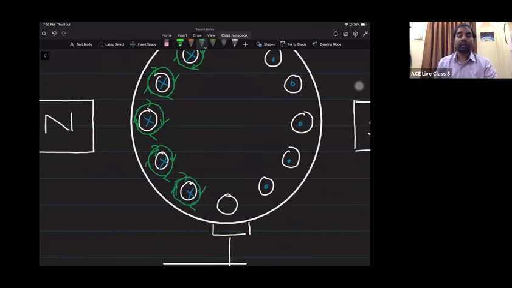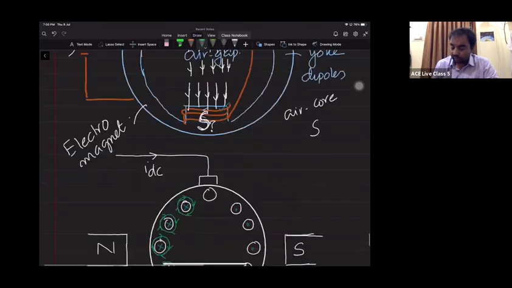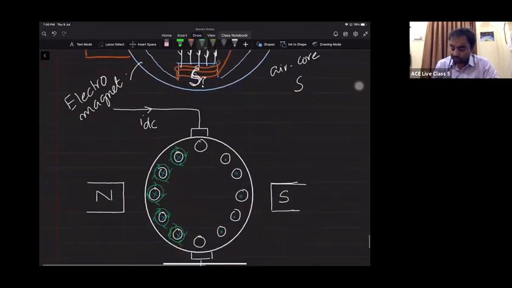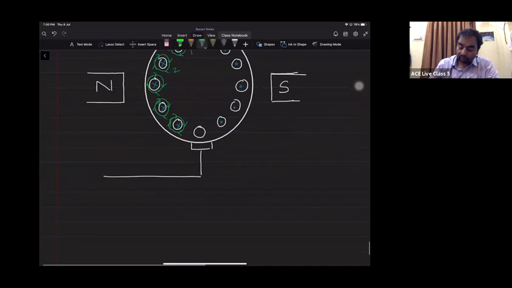Is it clear? Confirm me. Right. Now I need to draw the resultant. I'll consider the conductors which are side by side. I'll call this one conductor 1 and this one conductor 2. It is cross, so what is the direction of flux lines? Clockwise. Here it is also clockwise.